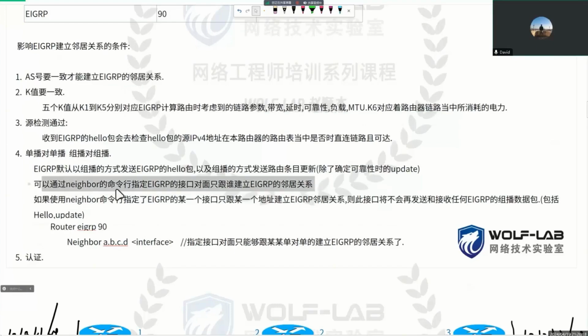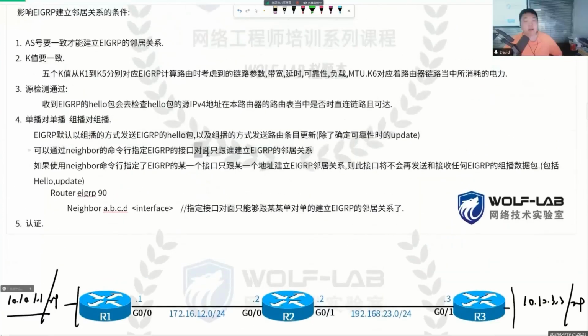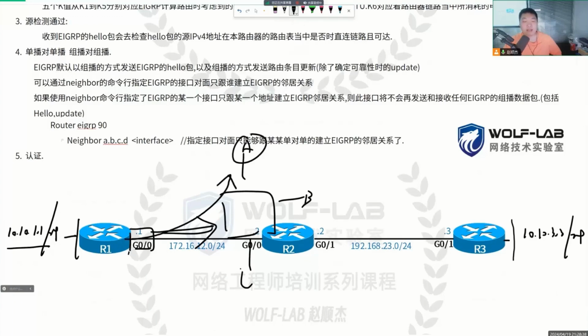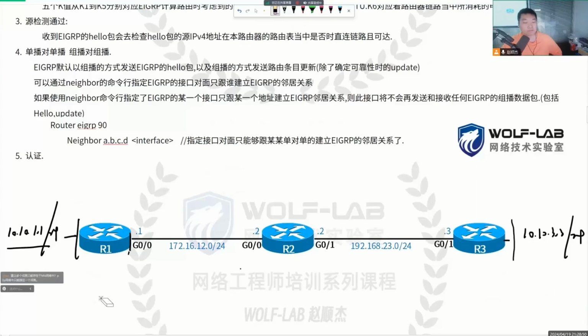Any questions, students? But unicast to unicast, the second line can be specified through the neighbor command line on the EIGRP interface. Then what does the other side mean? The other side of the interface means the devices my interface is connected to. I only connect to the other side of my interface. For example, there might be A, there might be B, there might be C. So I only establish our EIGRP neighbor relationship with these devices connected to my interface. The other side refers to the devices connected to my interface.